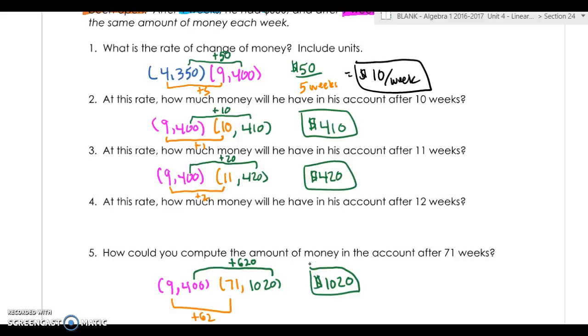So again, we're using that rate of change and a known value to get future values or past values. So you just find the rate of change and then apply it to that original point.